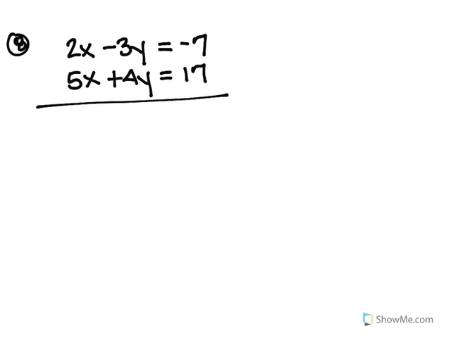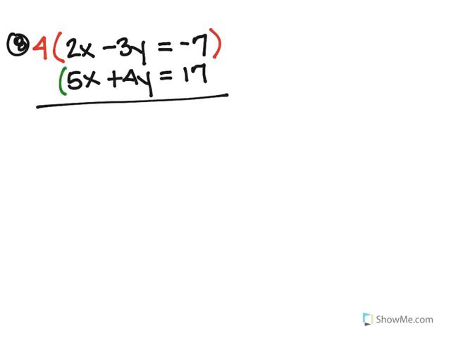So because, again, my y's are opposite signs, I'm just going to get rid of my y's. You could get rid of the x's. If I were to get rid of my y's, I would need to multiply the top. If I'm trying to make that y be 12, well, in this case, negative 12, I'm going to multiply the top by 4.